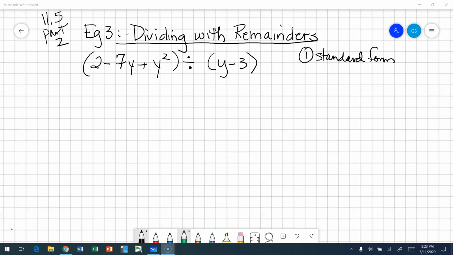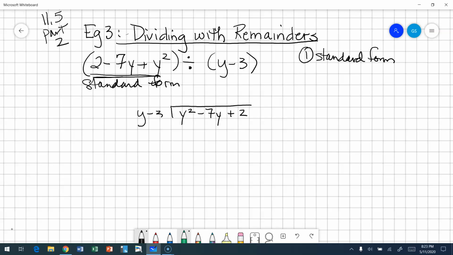Is each polynomial in standard form? And so the answer to that is no. So we need to take that trinomial and put it in standard form. I'm going to take that dividend and put it in standard form right inside my division house. So I'm going to start with my positive y squared minus 7y plus 2. My divisor is y minus 3.